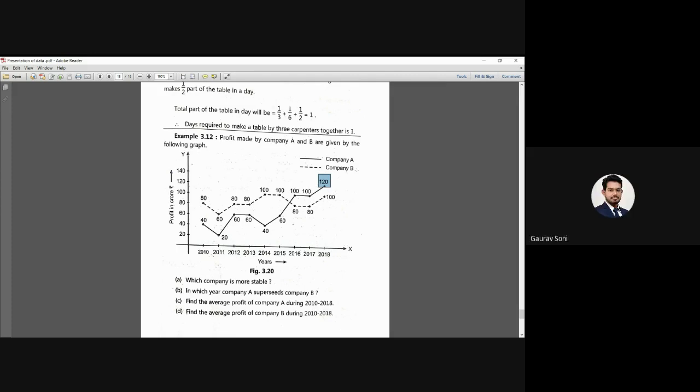Whereas for company B, all the entries range only between 60 to 100. So there is not a lot of fluctuation. If you look at the average of this, it will almost be 80, nearby 80. And all the values are also nearby 80.